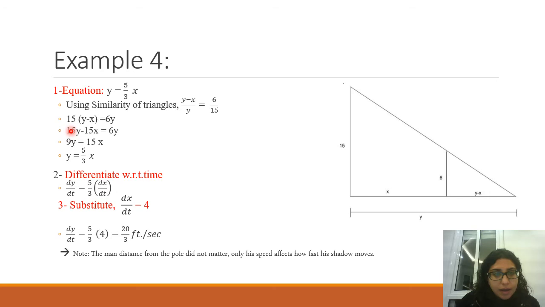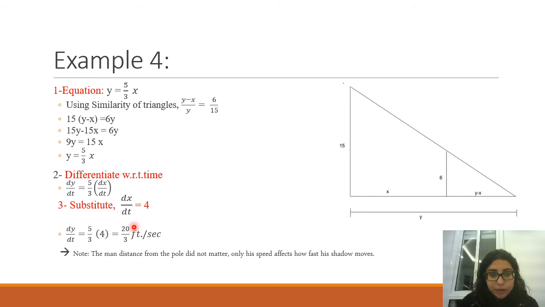So using similarity of triangles, I will end up with this relationship: y equals 5 over 3 x. I will differentiate it with respect to time. So dy by dt is 5 over 3 dx by dt. I will substitute, given that dx by dt equals 4, and I got dy by dt.